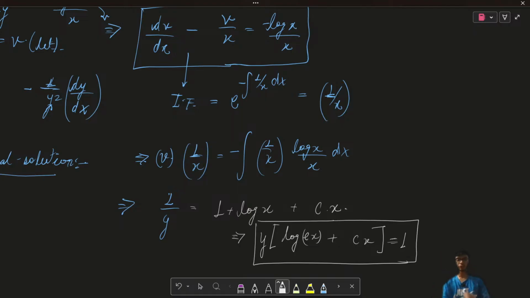I hope this is clear to all of you. Is this part clear? Is this solution clear to all of you? Please let me know in the live chat. Any questions? Okay.